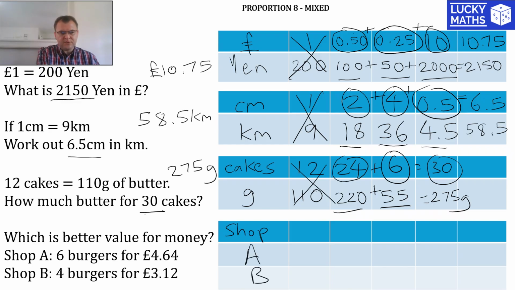And finally, we're doing a best value question involving burgers from 2 different shops. So let's just put them in the middle. Shop A, 464 for 6, and shop B is 312 pence. Convert them both into pence for 4 burgers. A couple of options here. One way might be to work out what 2 burgers costs by halving shop B, the 4 burgers.